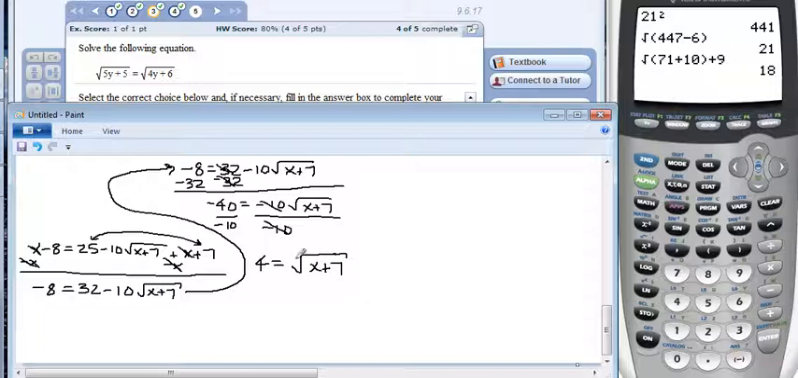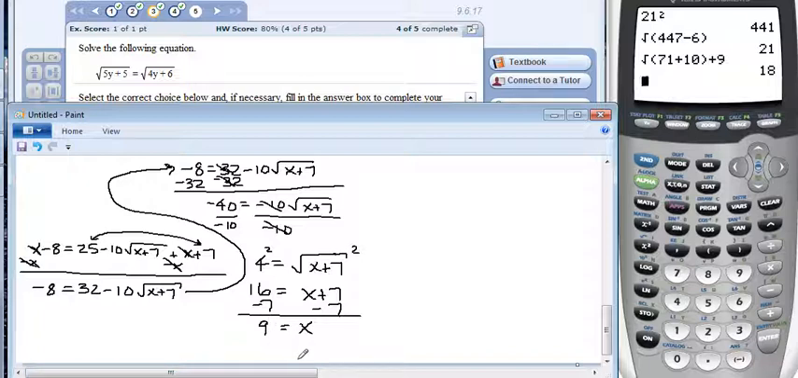Okay, I've isolated my second radical. Now I'm going to square both sides. Square root of a square is itself. 4 squared is 16. Subtracting my 7 across. 9.